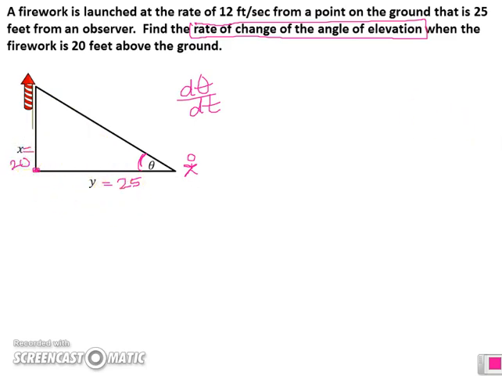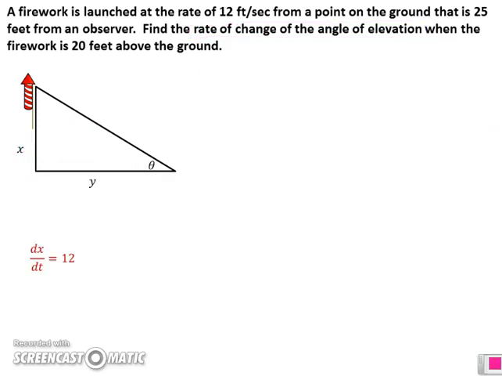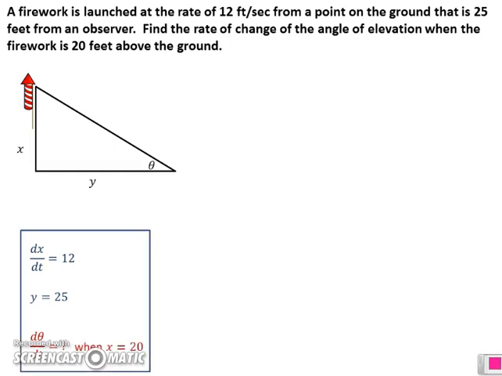Okay, so let's organize this a little more. Oh, I didn't mention this. The rate at which the firework is being launched there is 12 feet per second. So that's the derivative of x. Y is 25, asking us for the derivative of the angle. And we want to know when that happens when x equals 20.